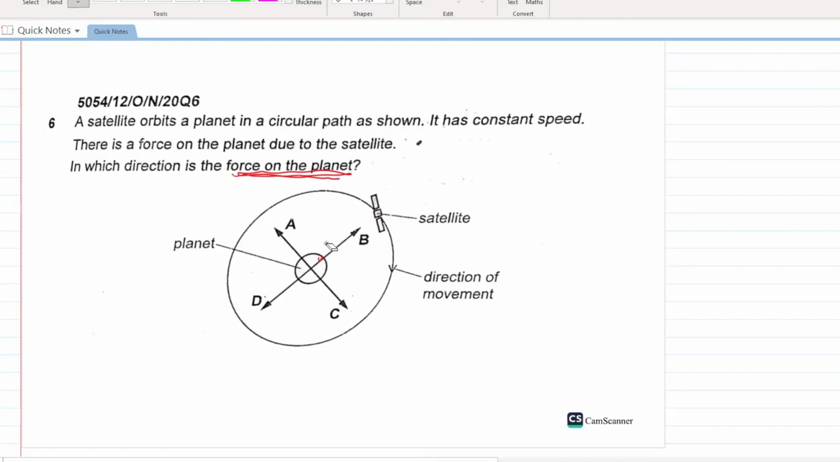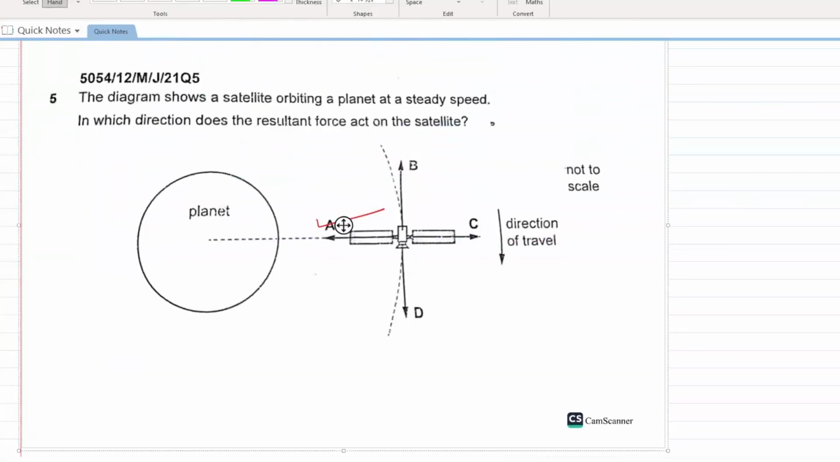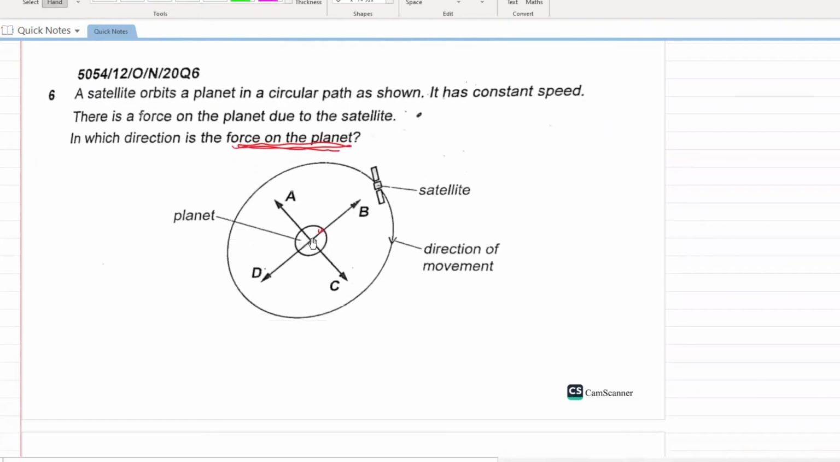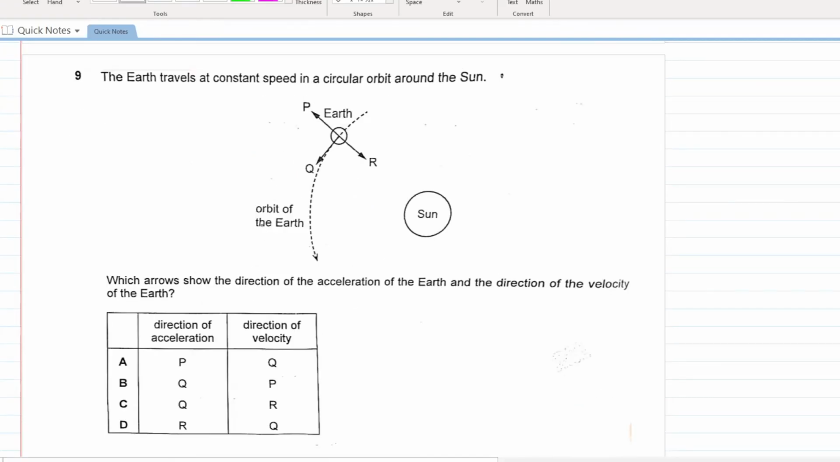See, up till now, you had to calculate the forces on the object that was performing circular motion, that is the satellite. But here, you have to calculate the force on the planet. This will be in the opposite direction to the force on the satellite. If the force on the satellite is acting inward, the force on the planet will act outward like this. Simple as that. Let's see this question.